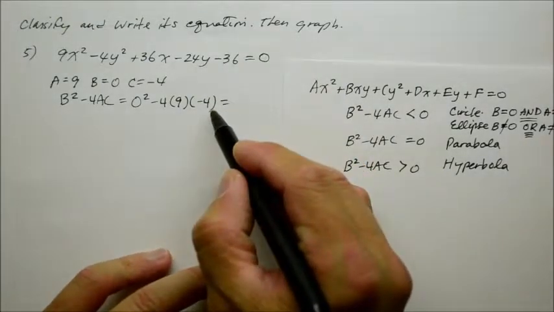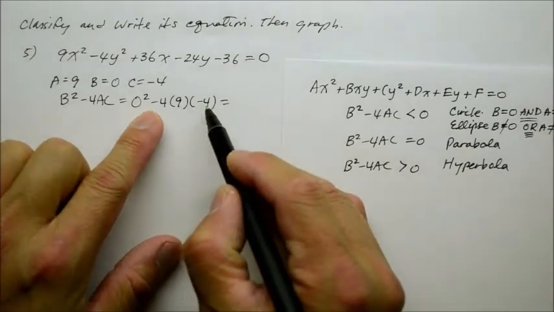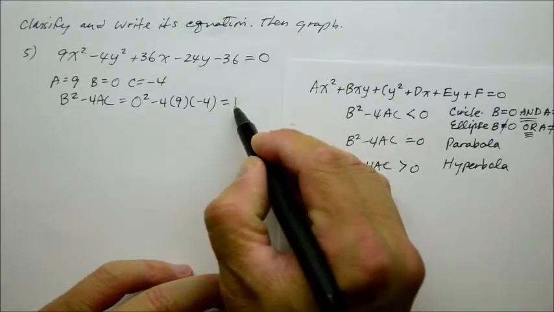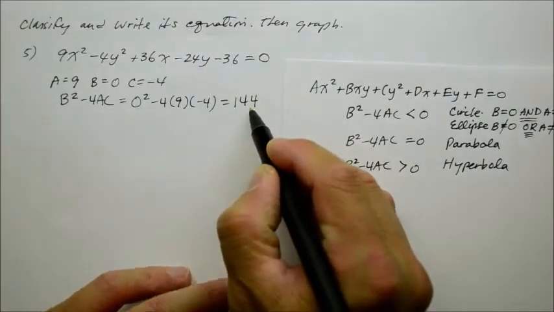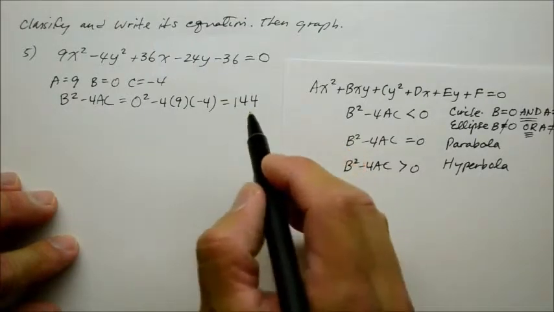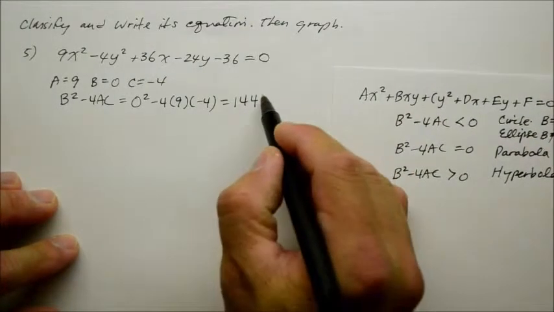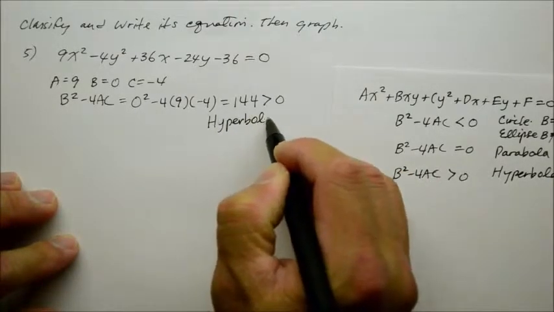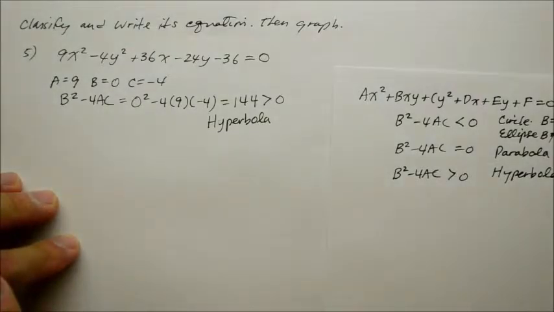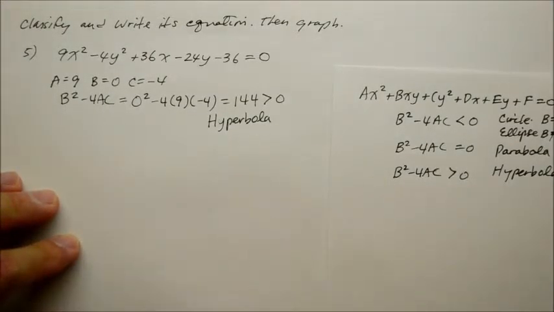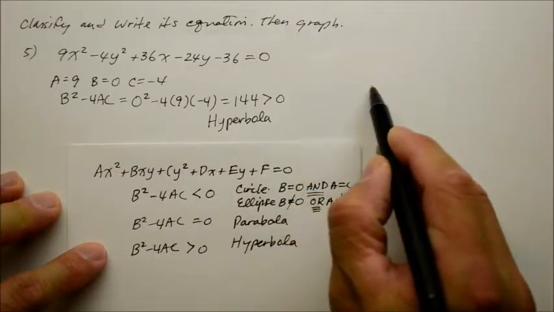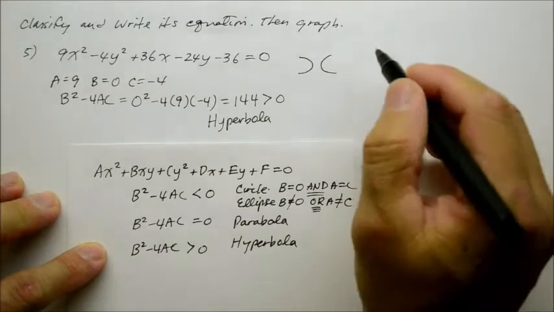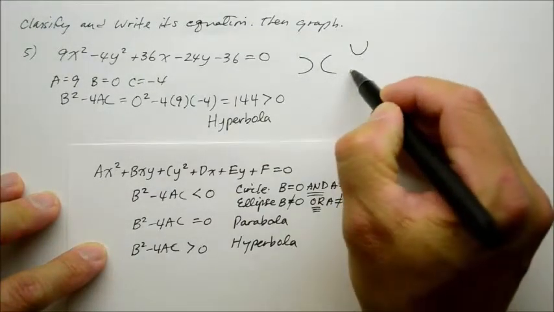These numbers seem to come up very frequently. So in this case, negative 4 times negative 4 is positive 16. 16 times 9 is 144. I'm going to remember this in my sleep. And since it's positive, since it's greater than 0, this is going to be a hyperbola. Hyperbola. The only thing we need to worry about is, is this hyperbola going to have a horizontal transverse axis? Meaning, is it going to open this way and that way? Or is it going to be a vertical transverse axis? Up and down this way.